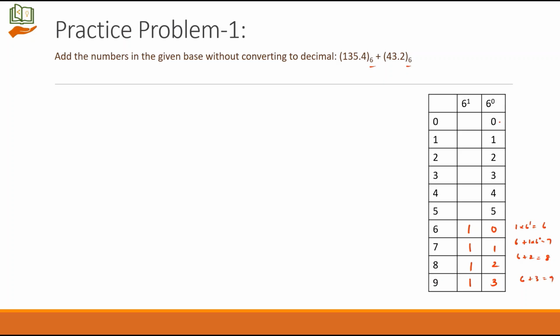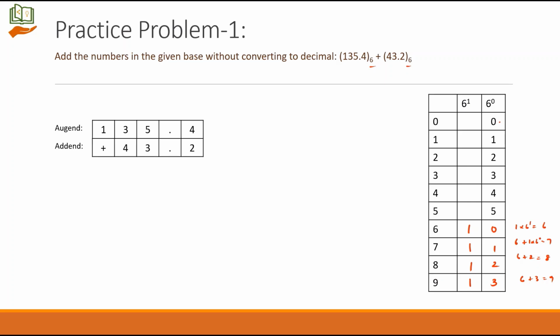As for now, I think these 4 digits are enough. Now let's get into the problem. Let's take the augend 135.4. Now you check whether all numbers are between 0 and 5. Yes, you don't have any 6, 7, 8 and all.